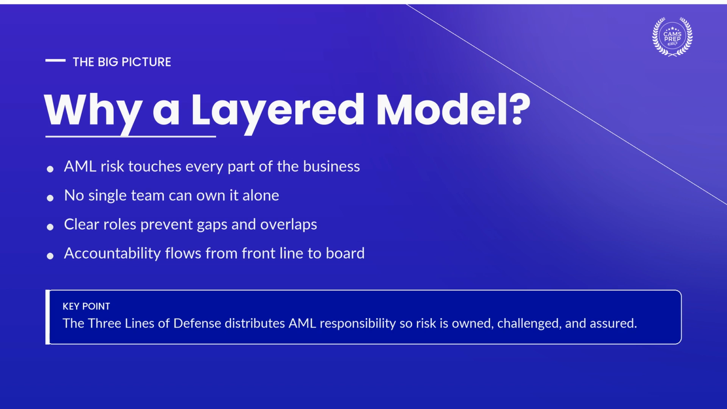Let me start with why we need a layered model at all. Money laundering risk touches every part of a business, from the teller to the trading desk. No single team can own that risk alone. So we distribute responsibility across three distinct layers, each with a clear role. This prevents dangerous gaps and wasteful overlaps. And accountability flows upward, from the front line all the way to the board.